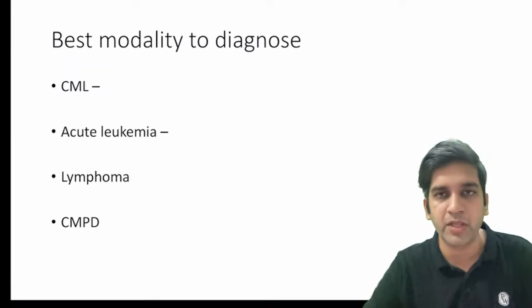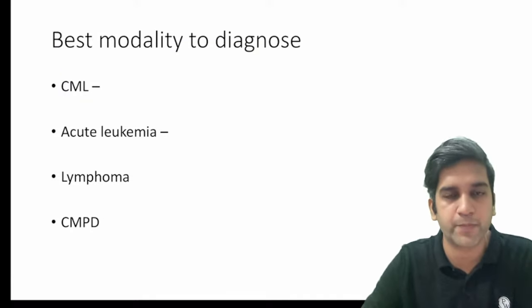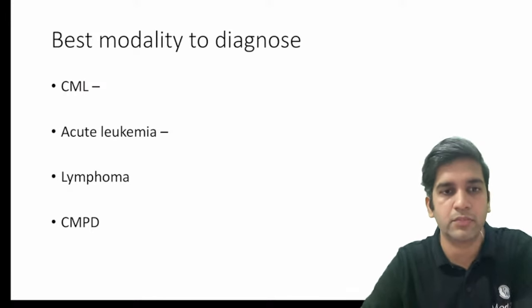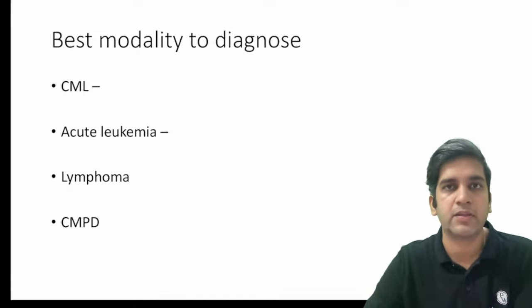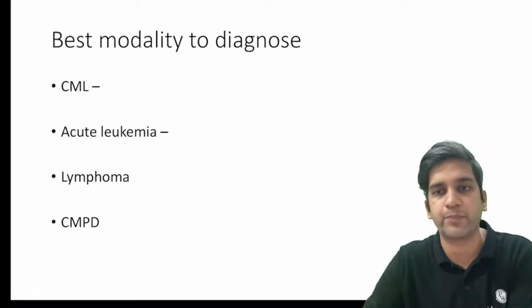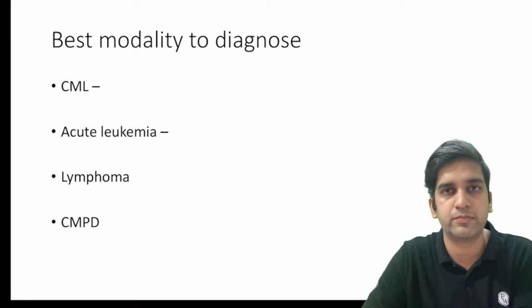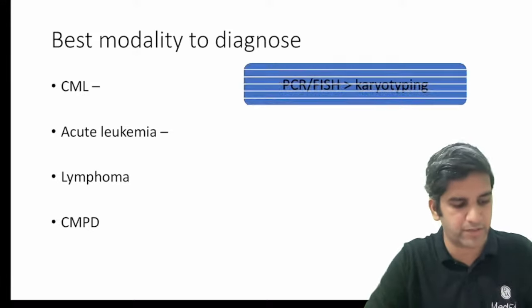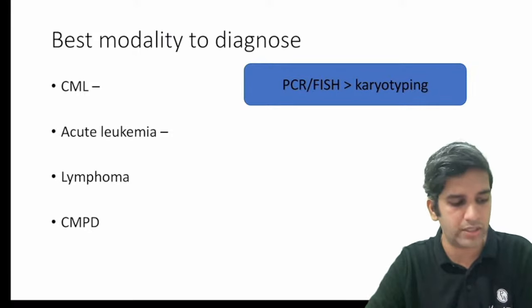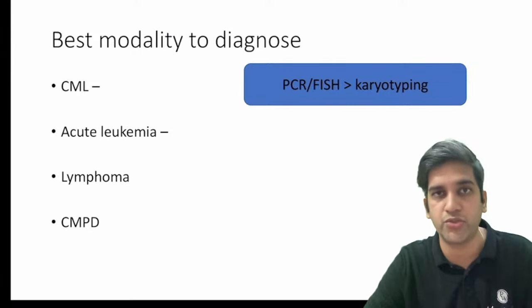Okay, next few more. CML, investigation of choice. CML. Flow or PCR? Or flow or FISH? It's FISH. FISH, then your karyotyping. Flow cytometry is not used here, right?